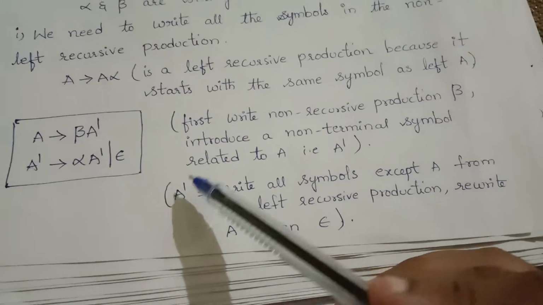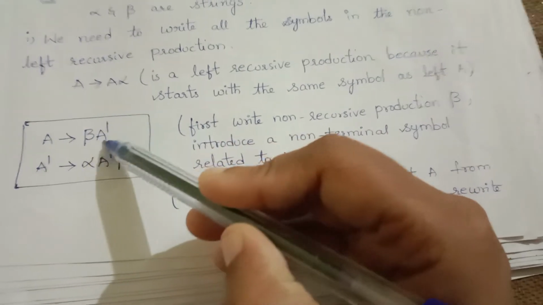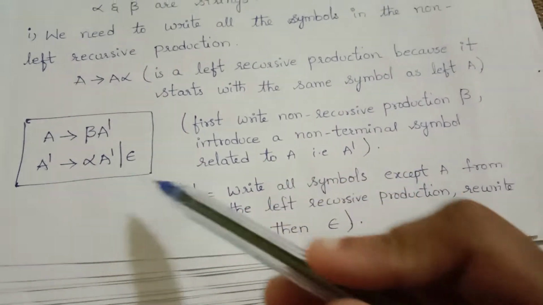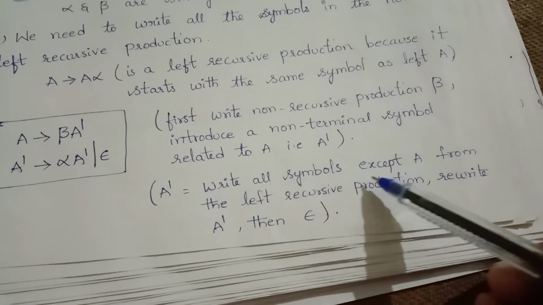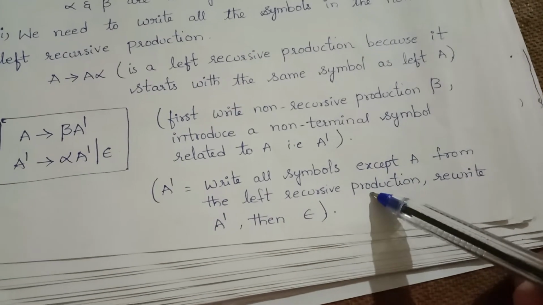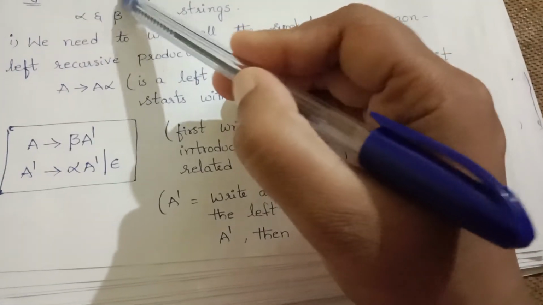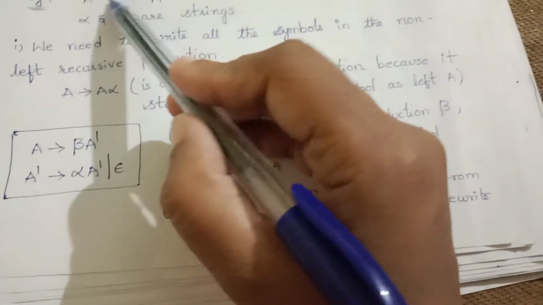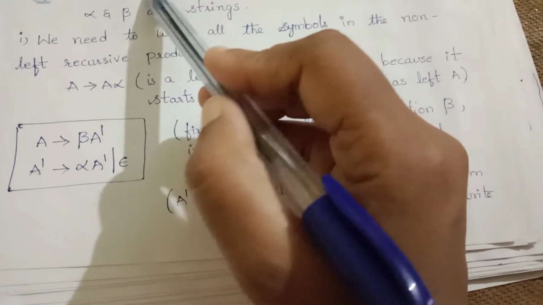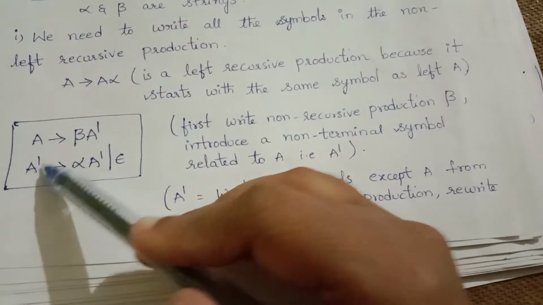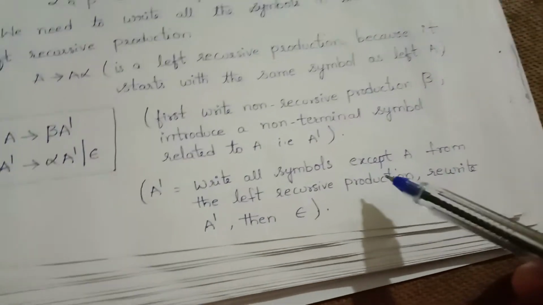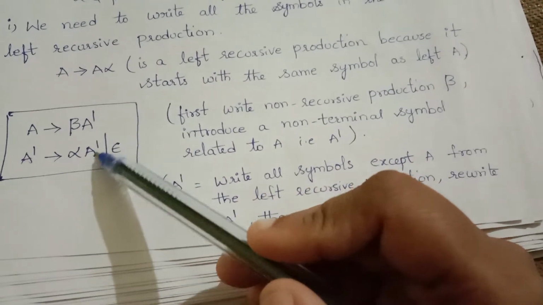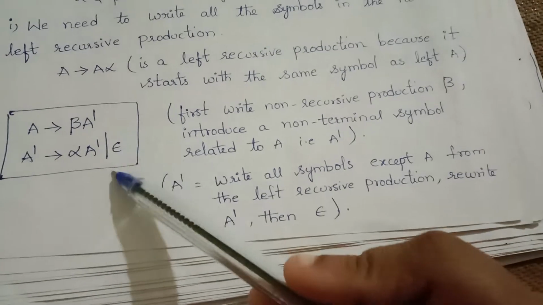And the next step is we need to derive A dash also. So A dash tends to, how do you need to write here? Write all the symbols except A from the left recursive production. Except the starting symbol, whatever symbols are there, we need to write from the left recursive production. So in the given grammar, except A, what symbols are left over here? Alpha. So A dash tends to alpha, and then rewrite A dash. We have introduced a new symbol now, so we need to rewrite it here and then write epsilon.